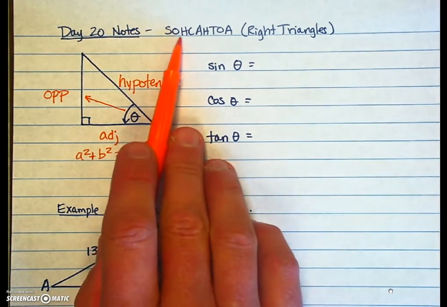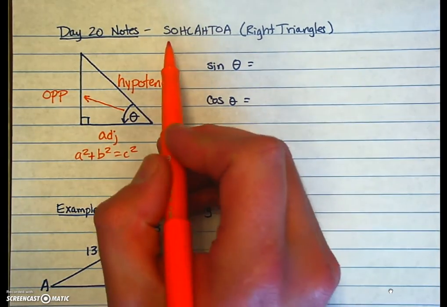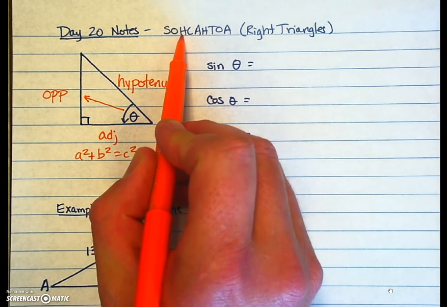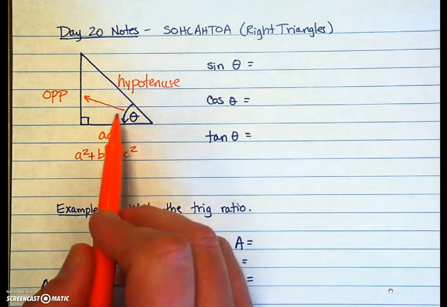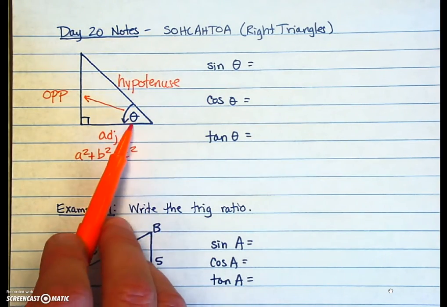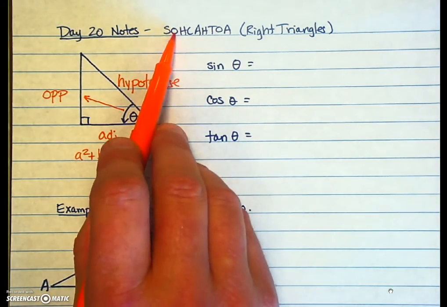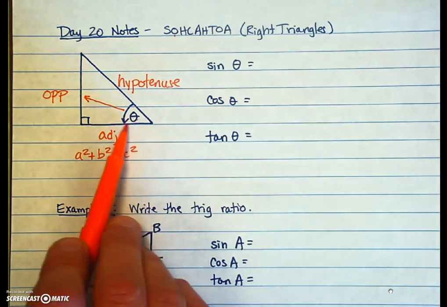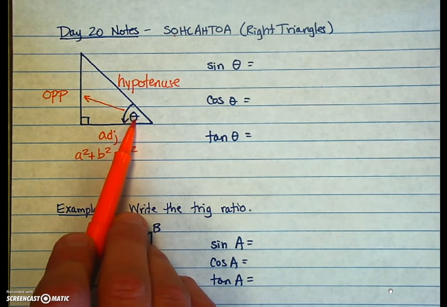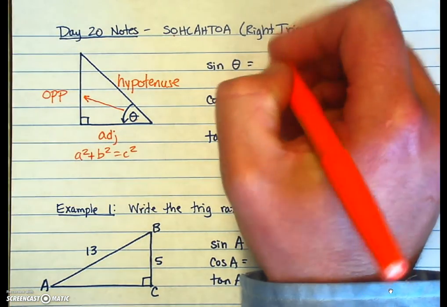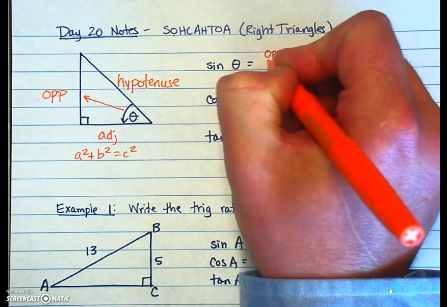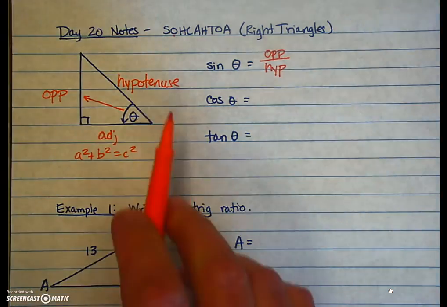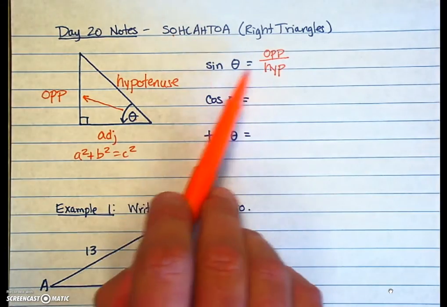But this is where SOH CAH TOA comes in. The S stands for sine, and then the O and the H is telling me the ratio for the sine of theta. So if I'm looking at the sine of theta, the O stands for opposite and the H stands for hypotenuse. So the sine of theta, which is the sine of this angle, is equivalent to taking the opposite side and dividing it by the hypotenuse. Again, SOH, that's where that comes from.